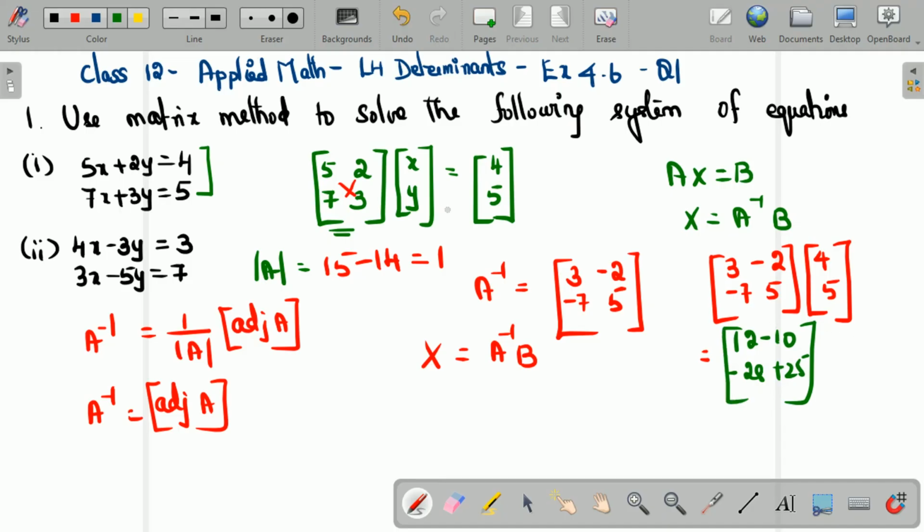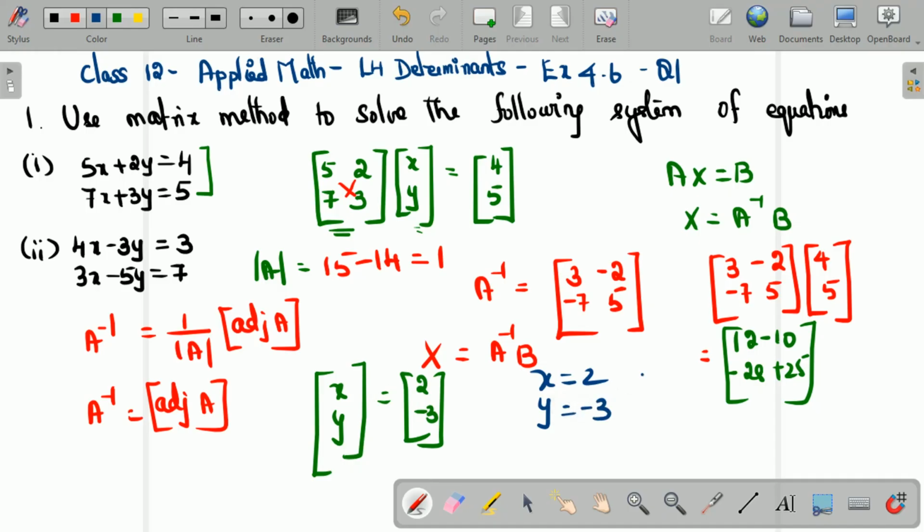And remember, this matrix is equal to the XY matrix. So XY is going to be equal to 2 and this is minus 3. Therefore, x is going to be equal to 2 and y is equal to minus 3.